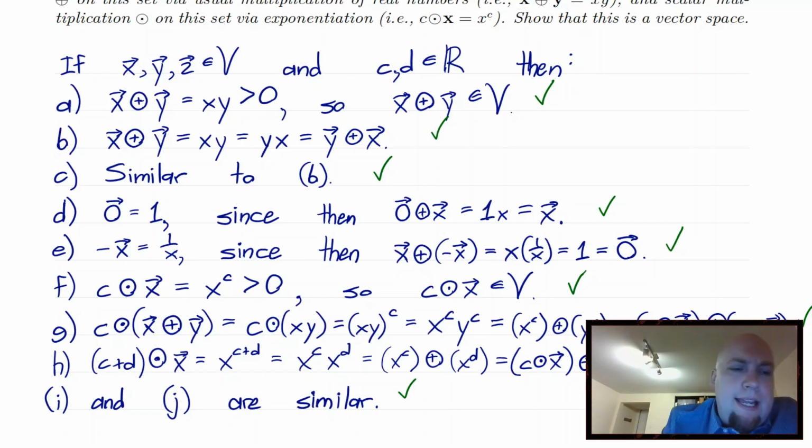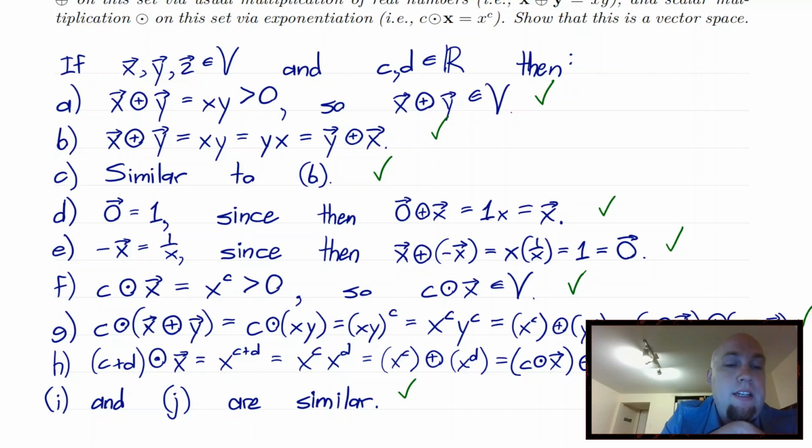All right, and then the next few properties are just showing the natural properties of exponentiation, of scalar multiplication here. Okay, so for example, property G, we want this distributivity property to hold. If I do vector addition and then scalar multiplication, I want to be able to split that up. So how does it work? Just go back to the definition of these two operations. Vector addition here, well, that's just real number multiplication. So that's the first step that we did there. And then next up, we got to do the scalar multiplication here, and that's just exponentiation.